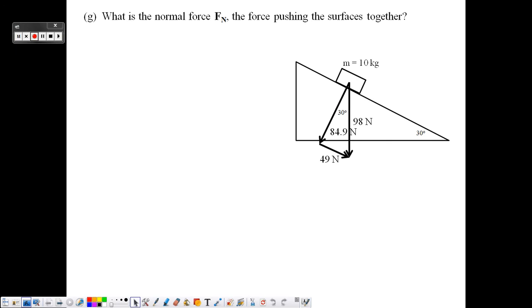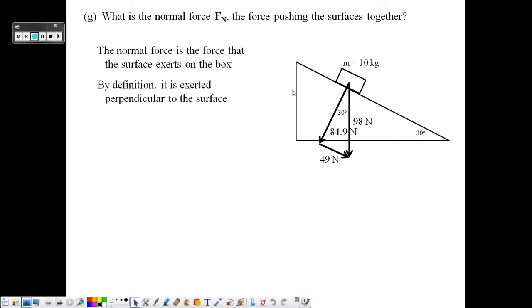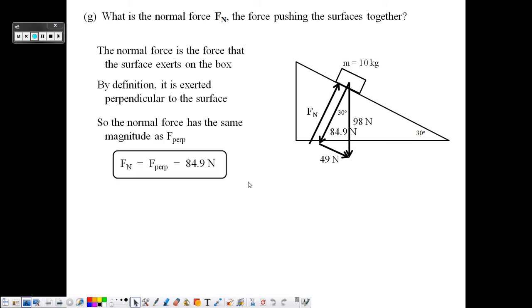Okay, next, what is the normal force? That is, the force pushing the surfaces together. Well, if this box does not move into the plane or off the plane, that means the normal force and the force perpendicular are equal. By definition, the normal force is the force being exerted perpendicular by the surface onto the box. And so, since it's an equilibrium in that dimension, the normal force is the same as force perpendicular, magnitude-wise, so it's 84.9 newtons.